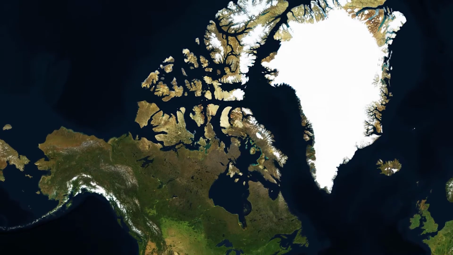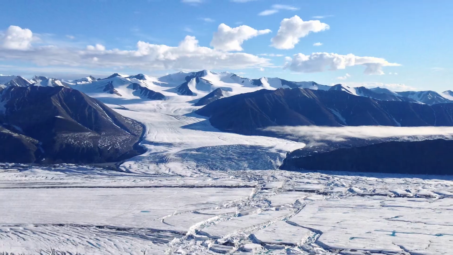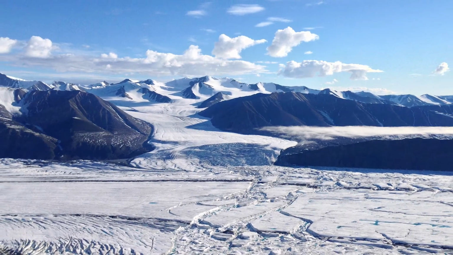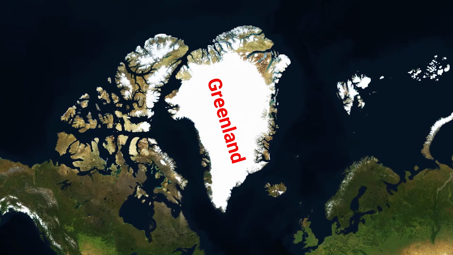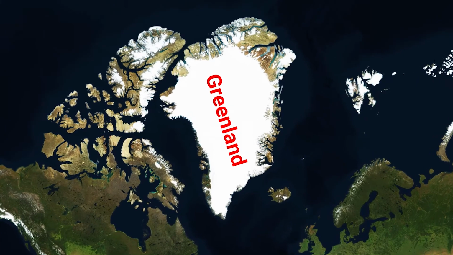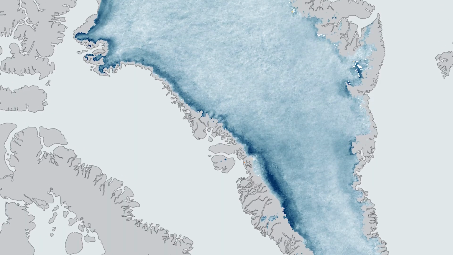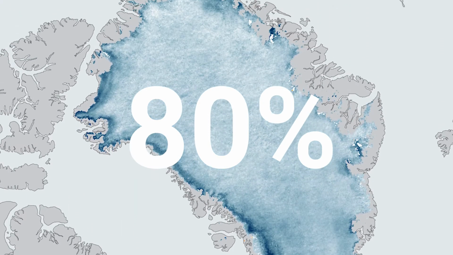With extensive glacial coverage in the Arctic and the West, Canada is home to a significant percentage of the world's glaciers. The largest glacier in North America is the Greenland ice sheet, which is a vast body of ice covering almost 80% of the surface of Greenland.